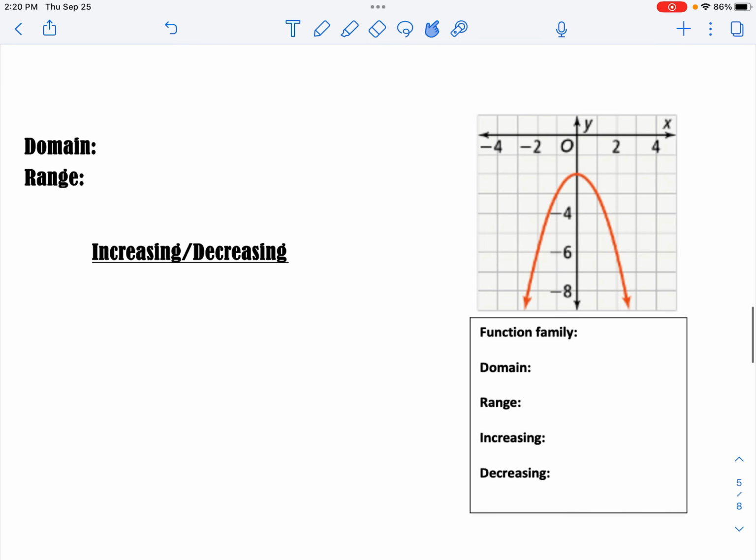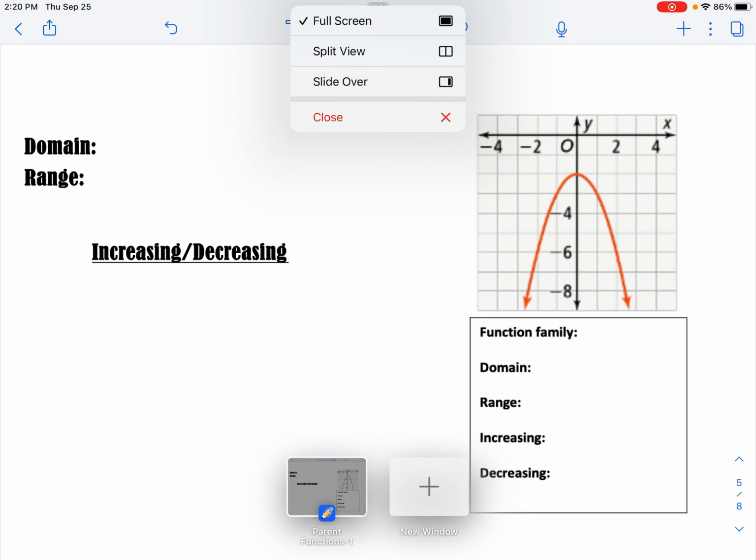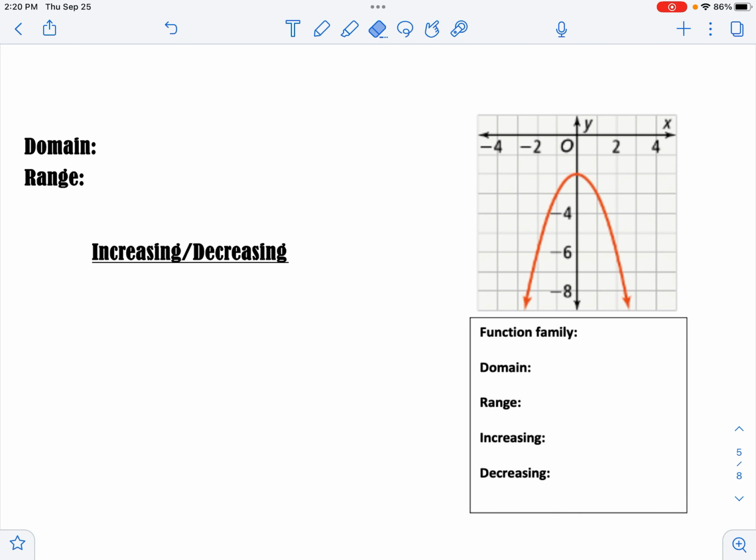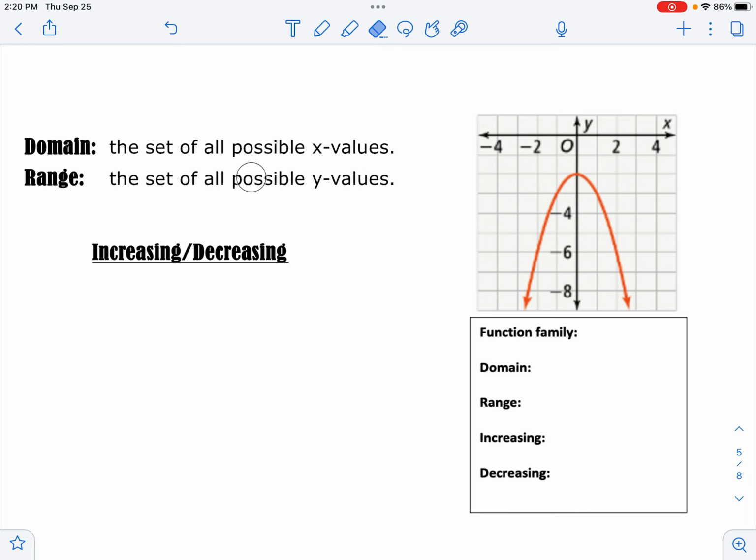Okay. Some things to remember. Domain is your set of all possible x values. And then the range, if you might recall, is the set of all possible y values. Okay? So let's look at the first part of this, and then we'll talk about the increasing and decreasing.